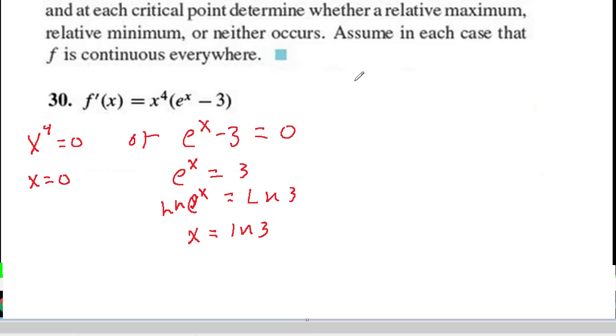So when you go to make your sign chart, the numbers that are on there now are 0 and the natural log of 3. You can punch the natural log of 3 into your calculator, but e is approximately 2.7. And so when you take the log of something that's just a little bit bigger than your base, it's going to be a little bit bigger than 1.